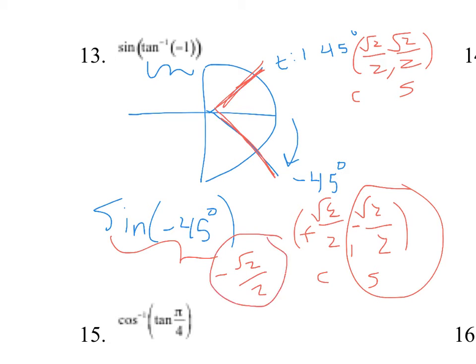And it makes sense because of All Students Take Calculus, so only cosine is going to be positive there, so sine should be negative. So negative root 2 over 2 is our answer.